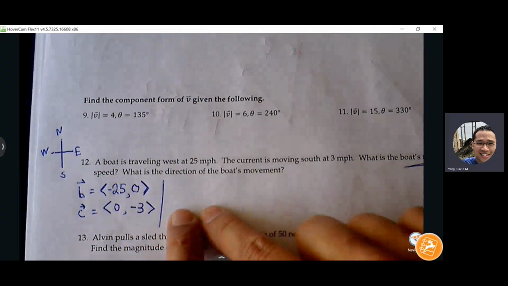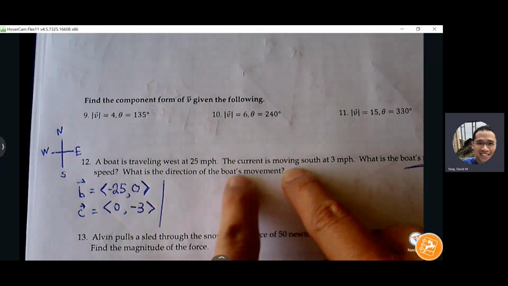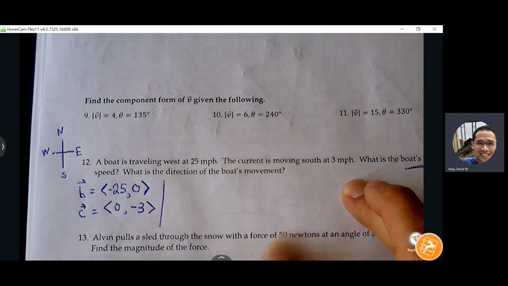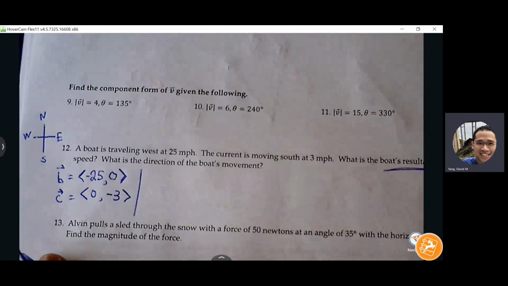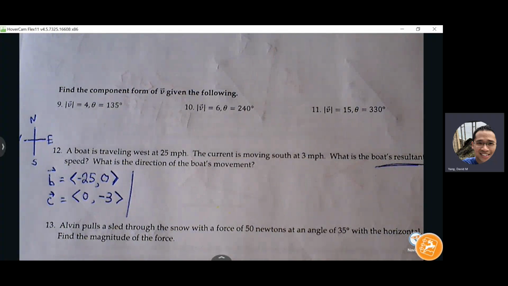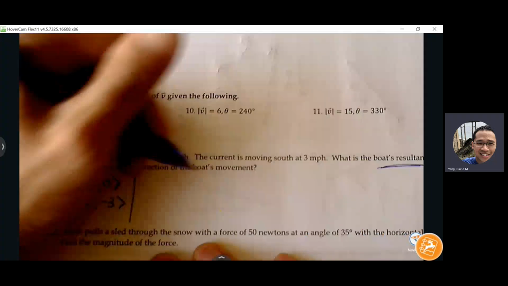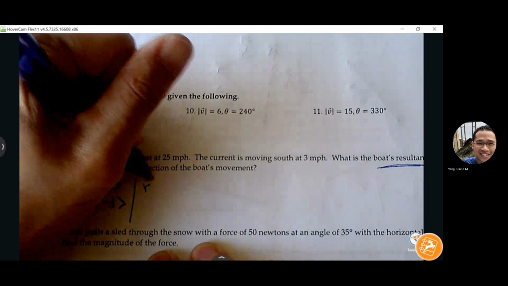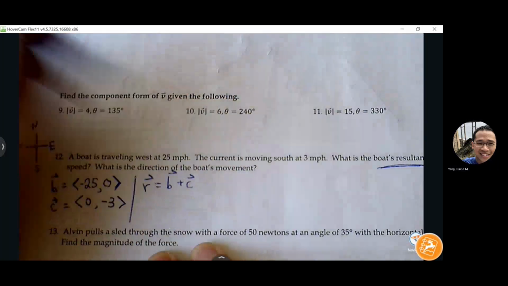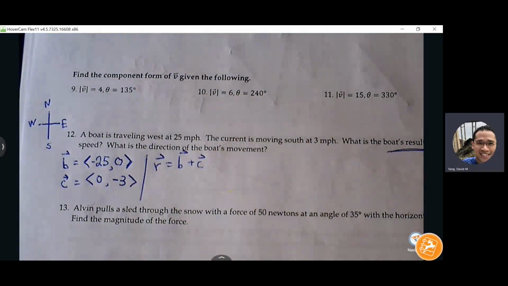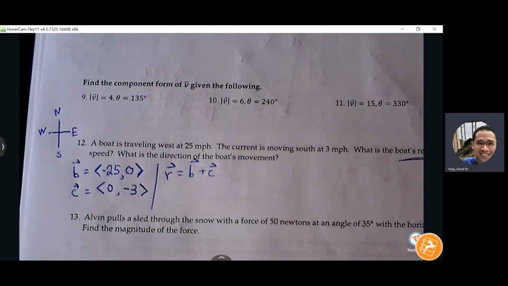If I want to draw these two vectors, I would draw one, and I would draw the other, and then I would add them together to figure out what the resultant is. So anytime I want to find the resultant between two vectors, I'm always adding them. Okay, so the resultant vector is just vector B plus vector C. The nice thing about component form is that everything is lined up. So the horizontal will be with the horizontal, vertical with the vertical.